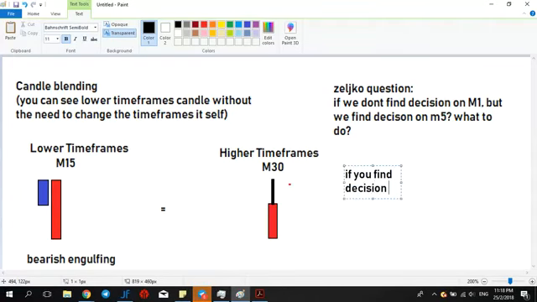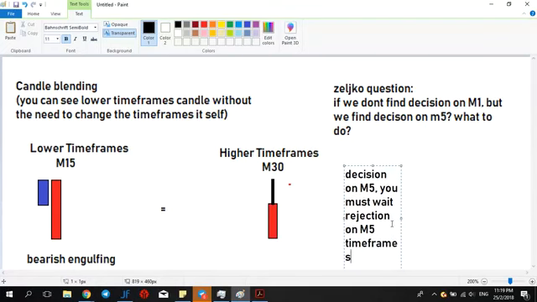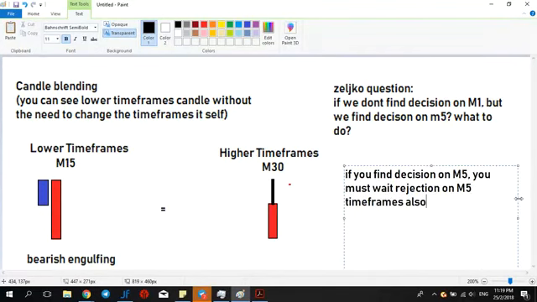If you find a decision on M5, you must wait for the rejection on M5 close. So on the M5 time frame also. The decision depends on which time frame you find the decision.